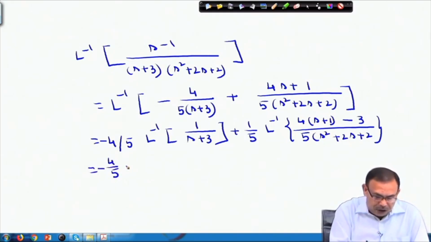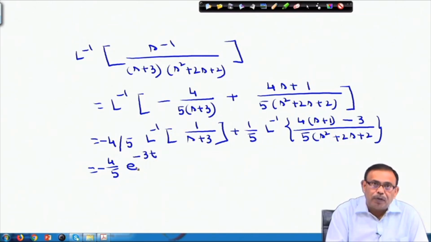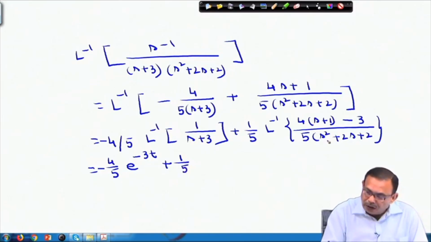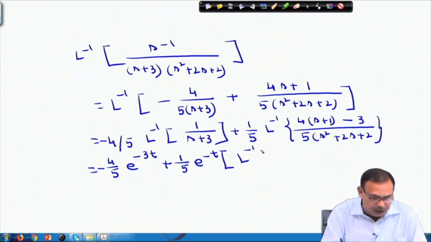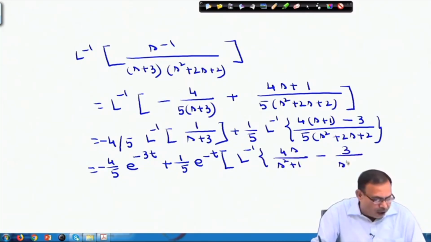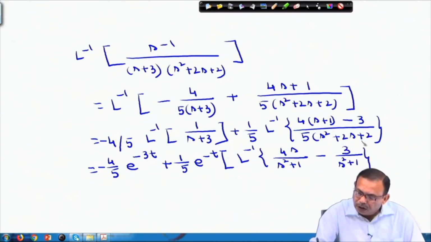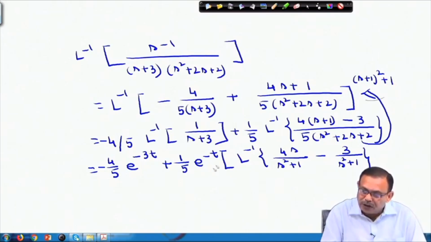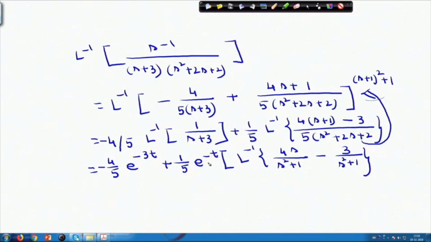This you know, 4 by 5 into e power minus 3t, 1 by s plus 3. So the corresponding function is e power minus 3t. For the function e power minus 3t, the Laplace transform is 1 by s plus 3. This equals, you can write down 1 by 5, and e power minus t, since s plus 1 is here. Again I am using the property here and I can write down Laplace inverse of 4s by s square plus 1 minus 3 by s square plus 1. I have written s plus 1 whole square plus 1. For that reason, e power minus t, s is shifted to s minus a. So e power minus t is coming over here, and using this I am breaking it into two parts, 4s by this minus 3 by this, over 5.